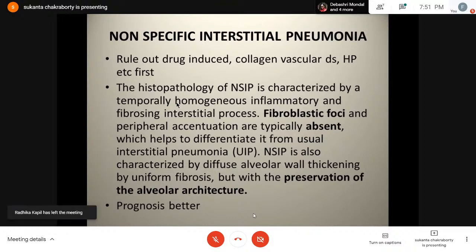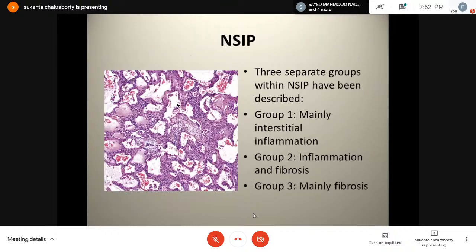So, first, inflammation is more, and NSIP is also characterized by diffuse alveolar wall thickening by uniform fibrosis, but with preservation of the alveolar architecture. So, in UIP, inflammation is less, but alveolar architecture is damaged. In NSIP, inflammation is more and there is preservation of alveolar architecture, and it is prognostically better than IPF or UIP. So, three separate groups within NSIP have been described.